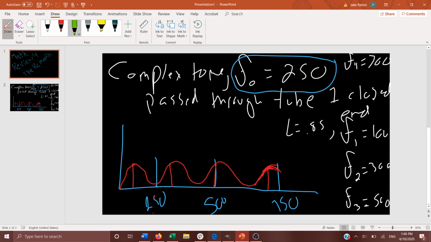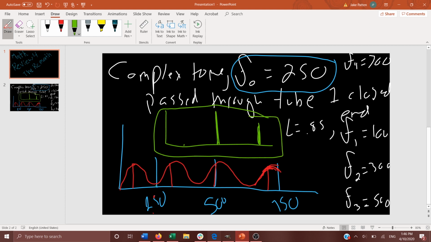250 is going to get hardly anything. If I was going to draw it out, I might give 250 just this tiny bump. It might be at the point where it gets just hardly anything. 500 is all the way through. In fact, it might even be amplified above where it was because it hits right on the third resonant frequency. 750 is going to be slightly attenuated like that. So this is the answer right here.